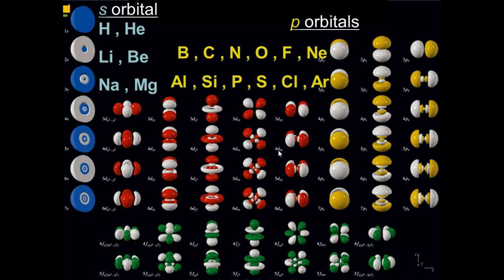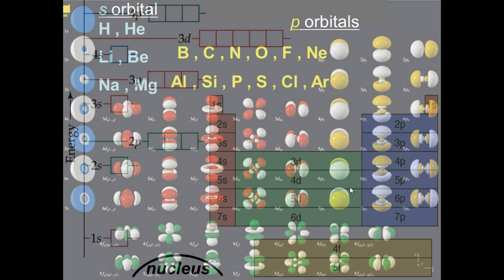And this picture just shows all the different orbitals. So notice how there's S, P, D, and F of all the elements on the periodic table. That is it for today.